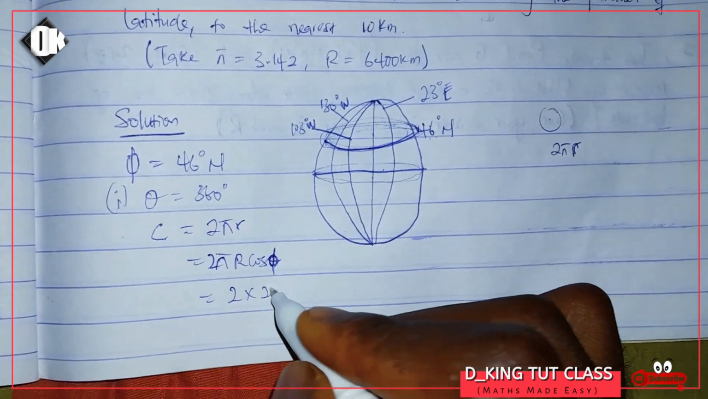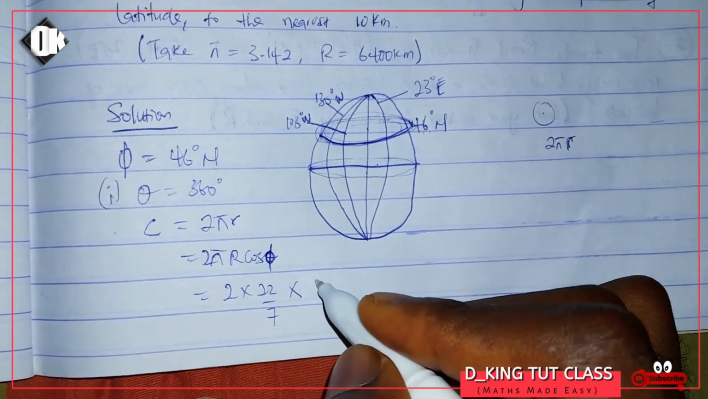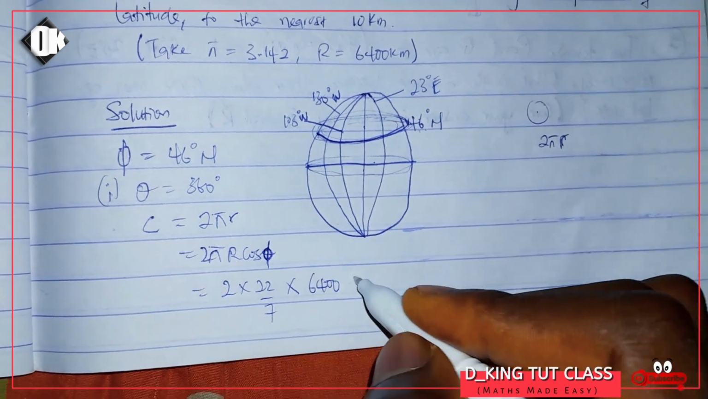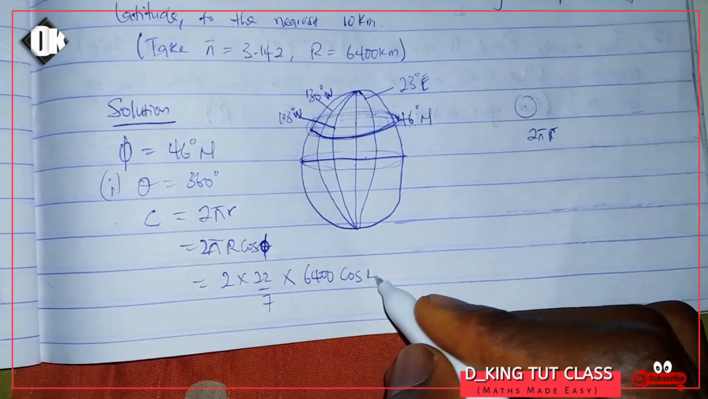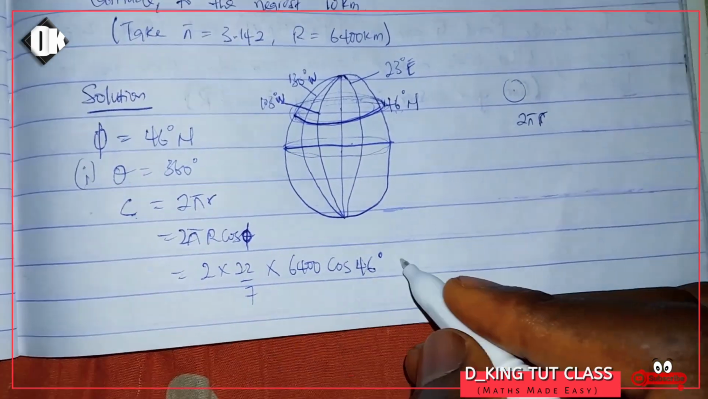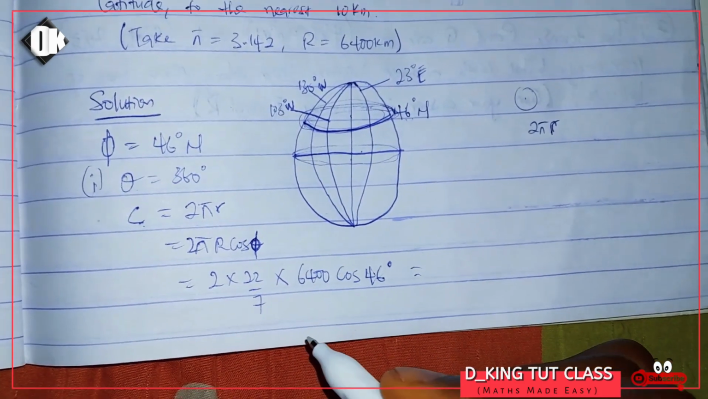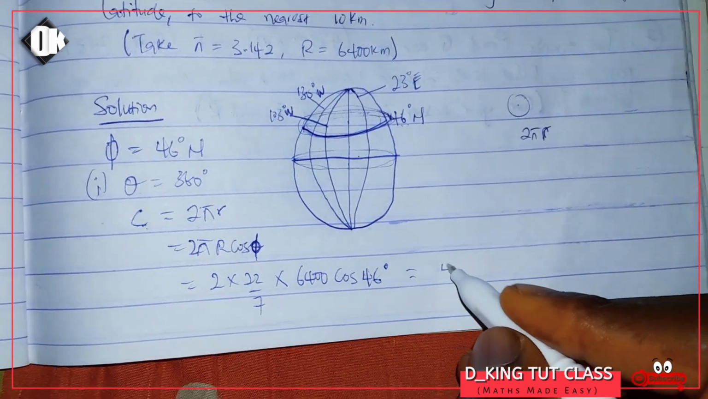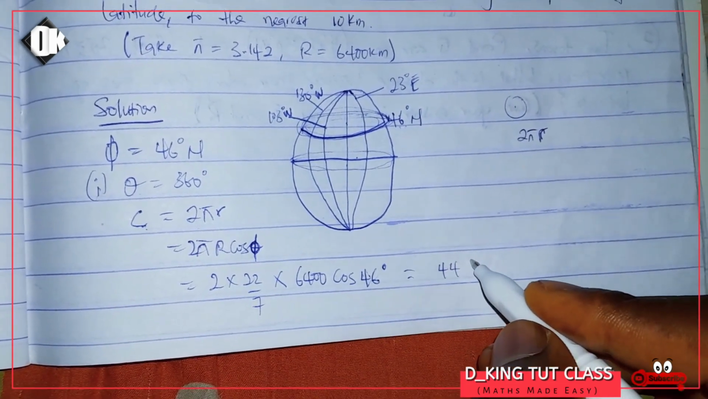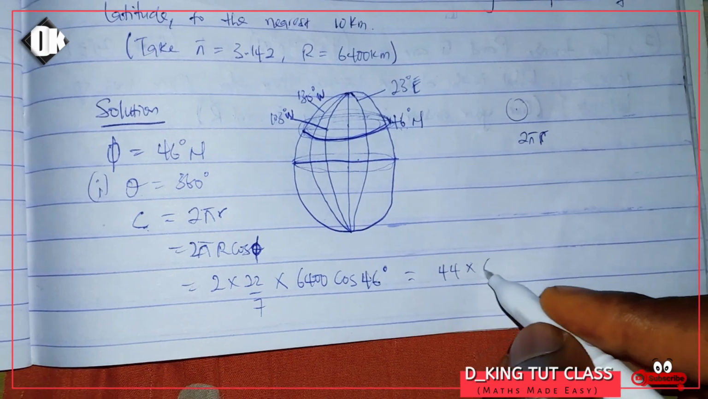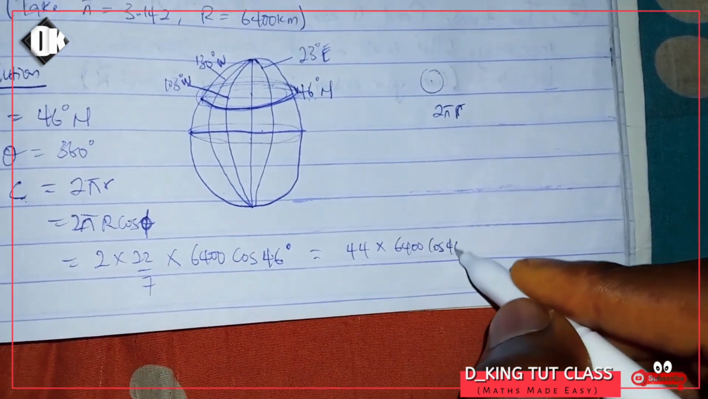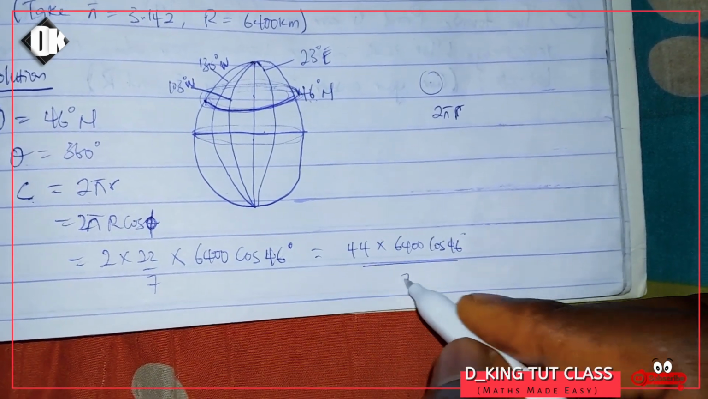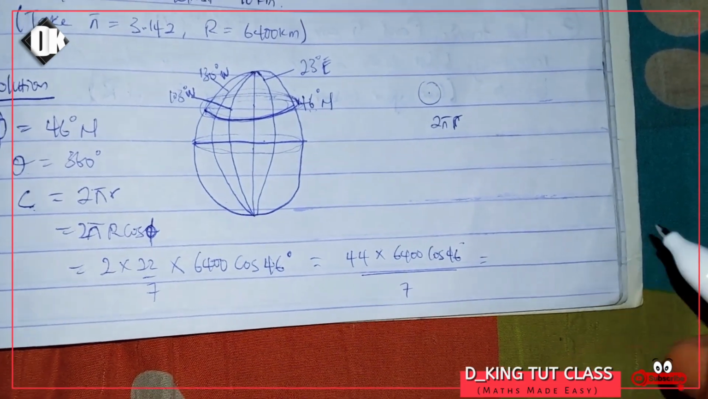2 times 22 over 7 times my big R is what? 6,400 cos phi. Phi there is what? Phi is 46 degrees. On calculating this, you get your answer. So I'm going to have 44 times 6,400 cos 46 degrees all over 7. Now, what will be my answer then?